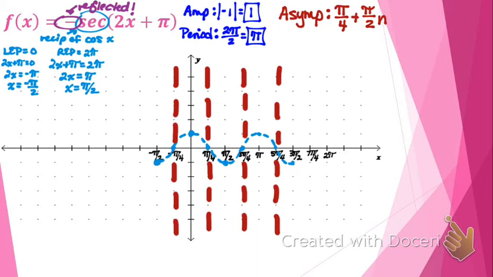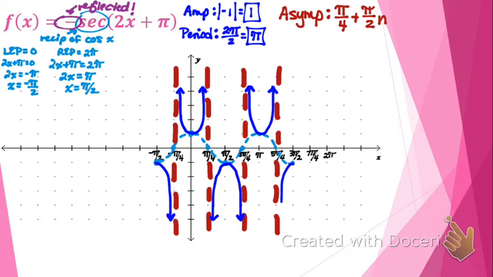Let's get our graph sketched in here. So we're going to go down over here. Right about the y-axis, we're going up. Going down here. Going up over here. And going down.